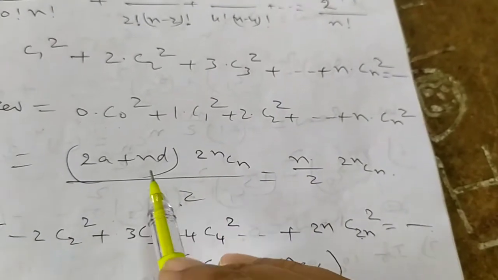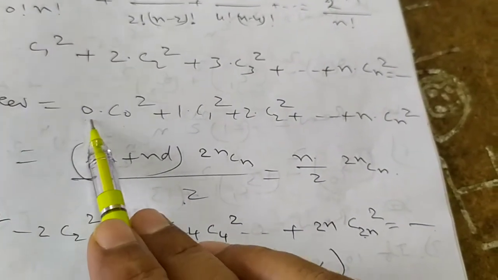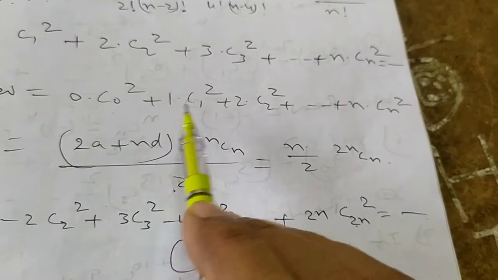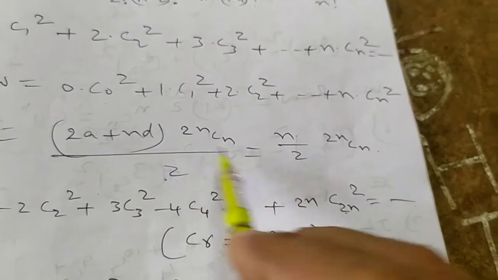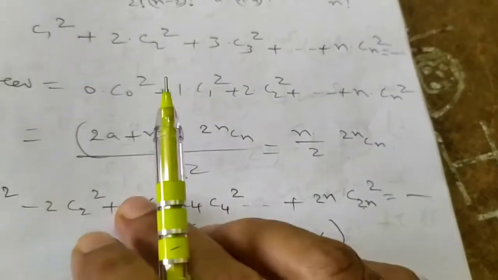So the value of a is 0. The value of d is the common difference, 1. Therefore 1 into n, so n by 2 into 2ncn is the answer.